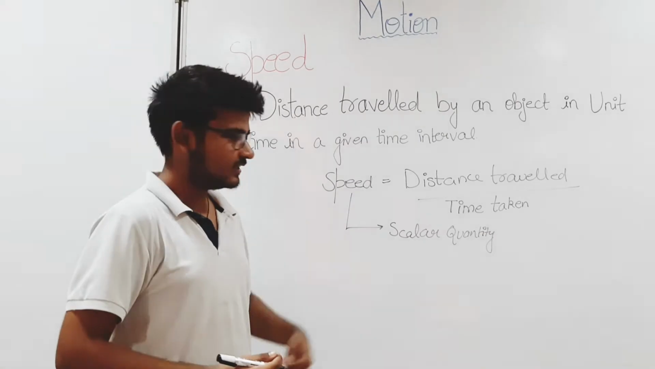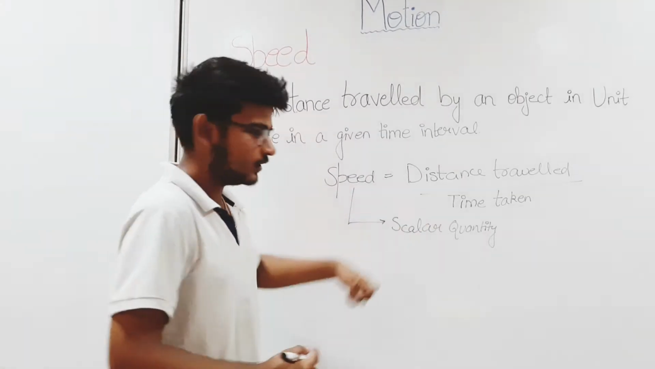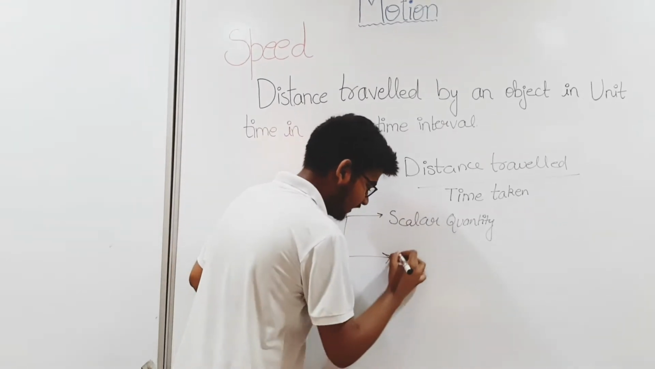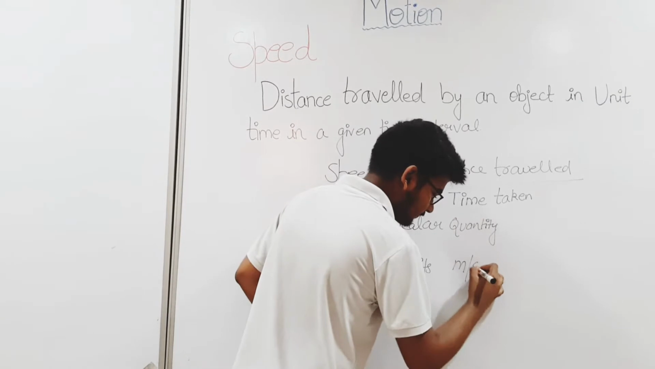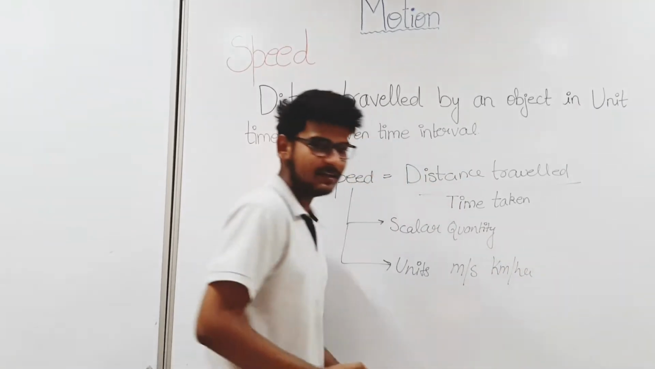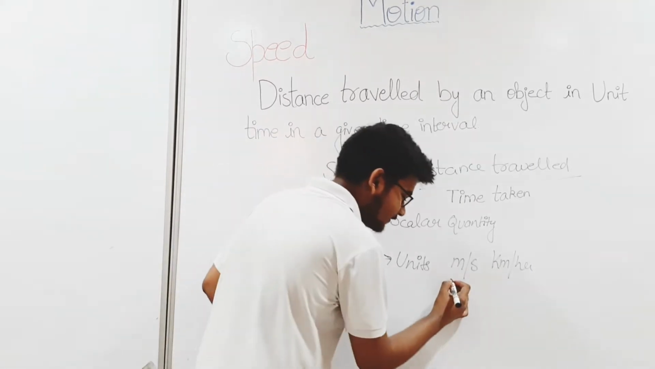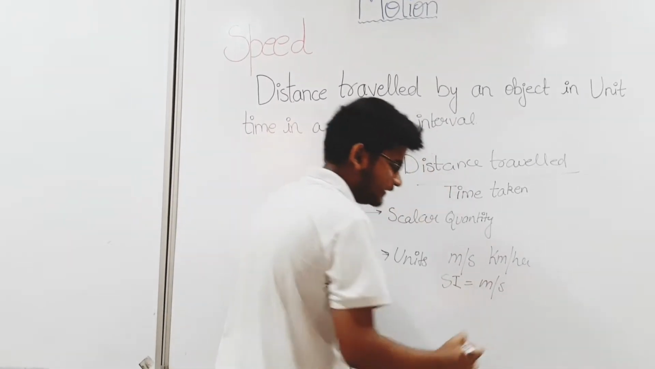From the definition, distance upon time, so the units are meter per second, kilometer per hour, and many more. But the SI unit is meter per second.